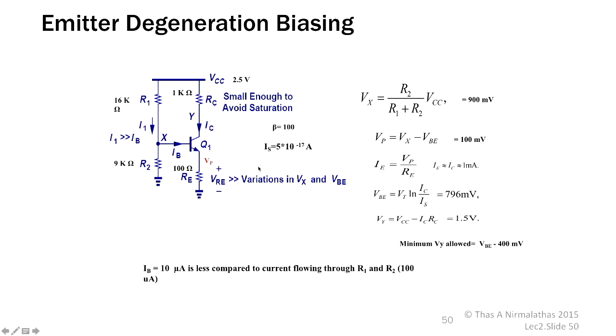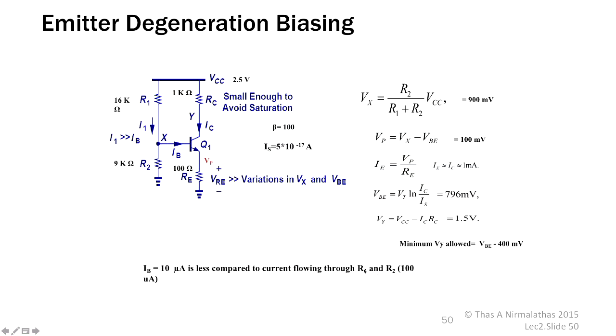Because if you put Vy much below this value, what will happen is your transistor is in the saturation region, deep saturation. So Ib equal to 10 microamps is less compared to current flowing through R1 and R2. So you can find out Ib, because you got Ic equal to 1 milliamps. So if you divide it by beta 100, so 1 milliamps divided by 100, so Ib is equal to 10 microamps.